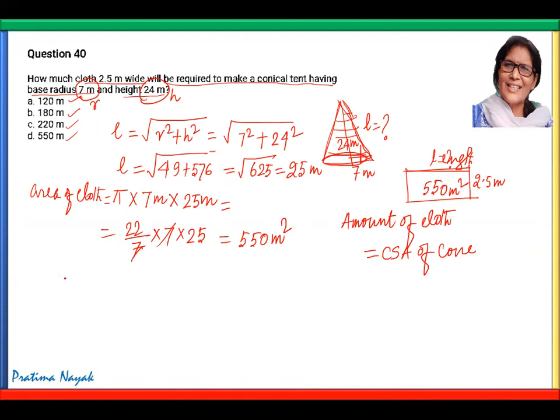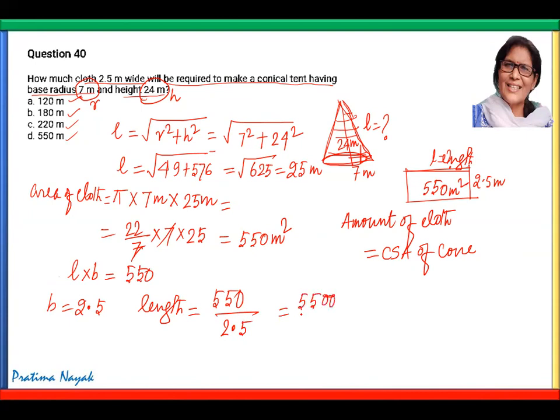So this is same as your length into breadth is equal to 550. Breadth is given how much? 2.5. So the length of the cloth is equal to 550 divided by 2.5. So I can write 5500 divided by 25. If we divide, we'll get how much? 220. So 220 meter. Where is the answer? C is the answer.